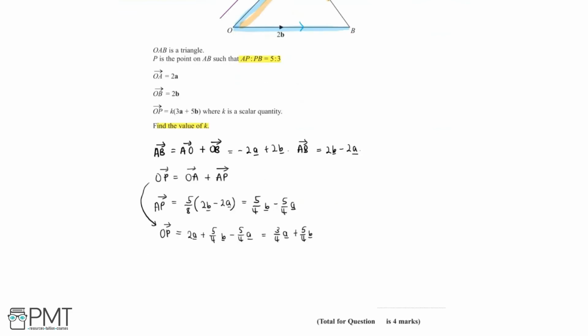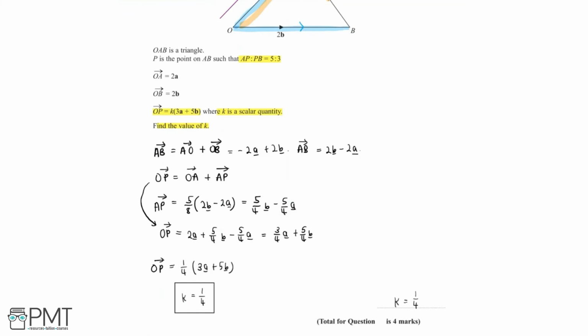Now we can factorise this, and we can say that the vector OP is equal to 1 over 4 multiplied by 3A plus 5B. Now in the beginning of the question, we were told that the vector OP is equal to K multiplied by 3A plus 5B, where K is a scalar quantity. We've found that the vector OP is equal to a quarter multiplied by 3A plus 5B, and so we can say that K is equal to 1 over 4, which we can write down in our answer box below.